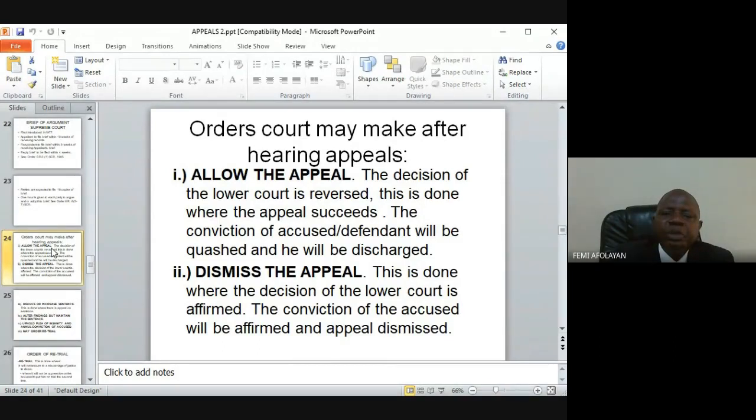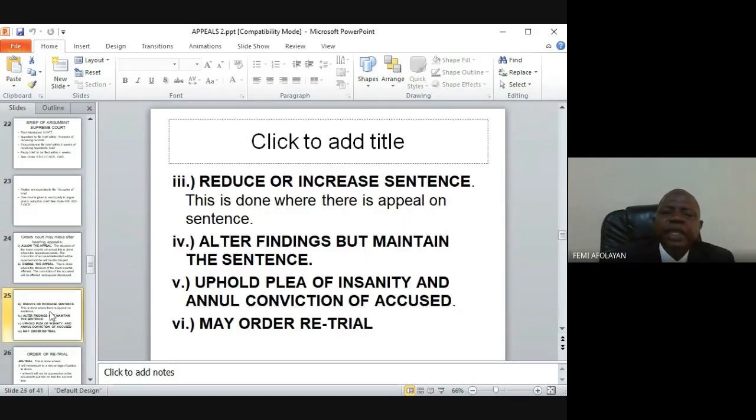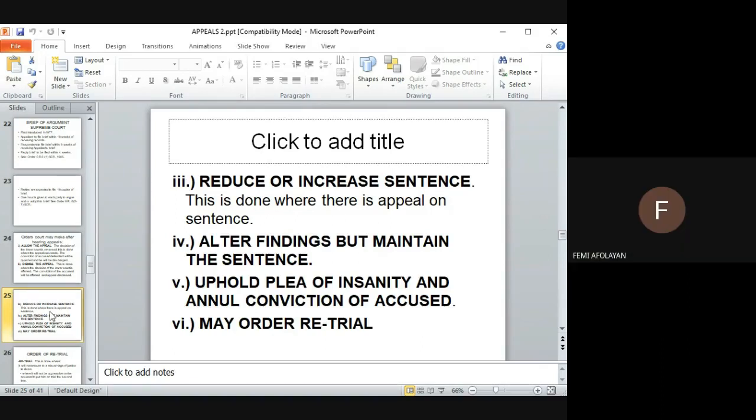The second order the court may make is to dismiss the appeal. This is done where the decision of the lower court is affirmed, the conviction of the accused will be affirmed, and the appeal dismissed. The third order the court may make is to reduce or increase sentence. This is done where there is an appeal on sentence. Usually when there is an appeal on sentence, the court can make a pronouncement on sentence. The court can increase the sentence or reduce it. But if there is no appeal on sentence, the court will not go into the issue of sentence.